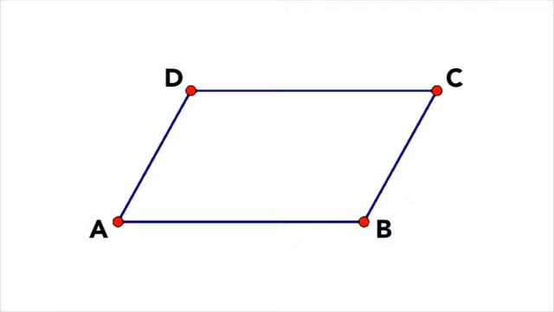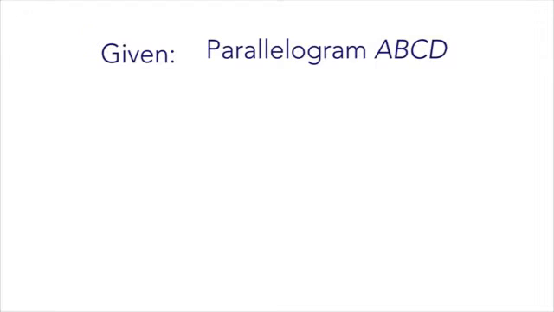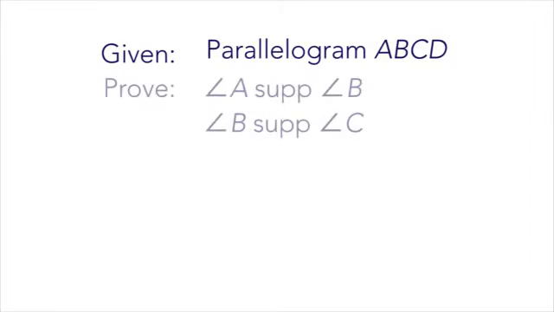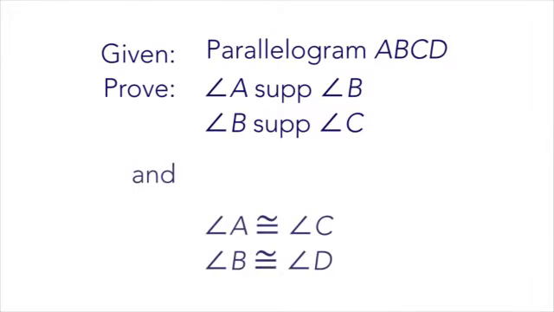We will also want to show that opposite angles A and C are congruent and opposite angles B and D are congruent. So we are given parallelogram ABCD. We want to prove angle A is supplementary to angle B, and angle B is supplementary to angle C. If we show these things, it follows that angle C is supplementary to angle D, and angle D is supplementary to angle A. We also want to prove that angle A is congruent to angle C, and angle B is congruent to angle D. Let's go to the toolbox and see what we have.